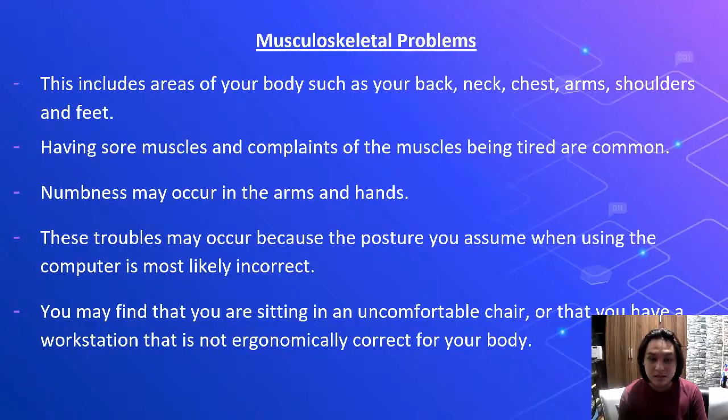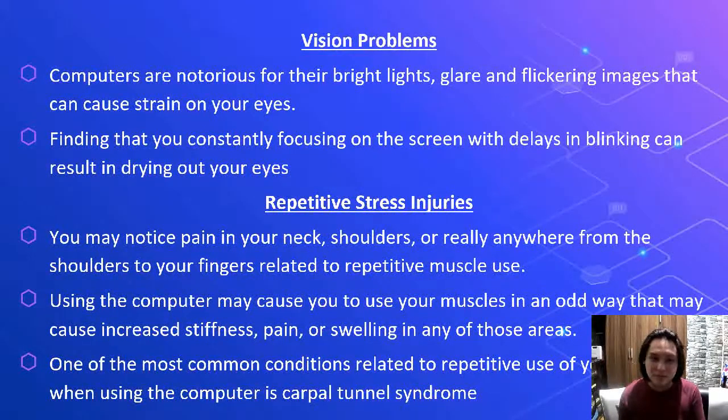Numbness may occur in the arms and hands, especially when the arms and hands are positioned slightly higher or not appropriately. These troubles may occur because the posture you assume when using the computer is most likely incorrect. You may find that you are sitting in an uncomfortable chair, or that you have a workstation that is not ergonomically correct for your body. You also have vision problems. Computers are notorious for their bright lights, glare, and flickering images that can cause strain on your eyes. Constantly focusing on the screen with delays in blinking can dry out your eyes and eventually affect your vision.